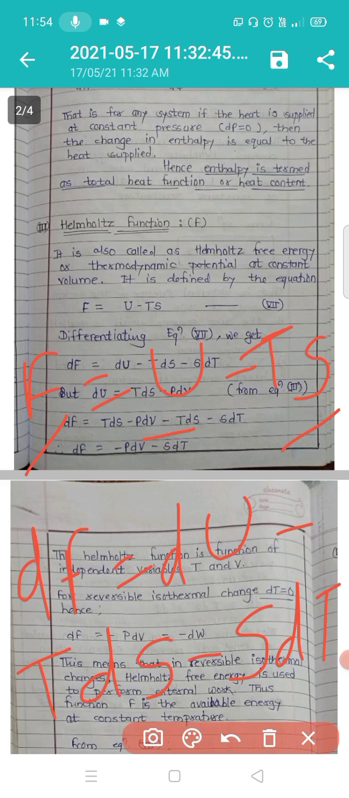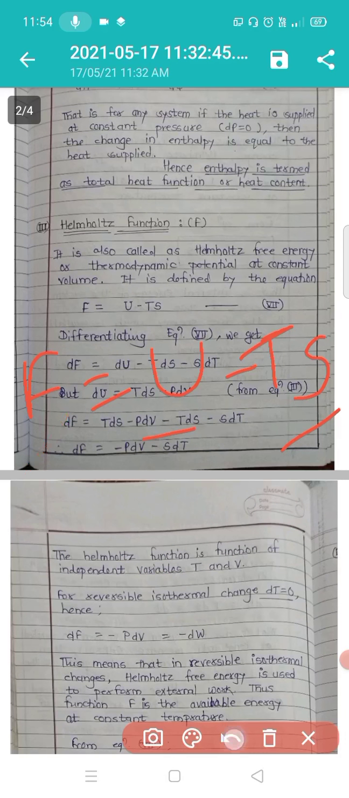Then put the value of dU in the equation. We get dF = T dS - P dV - T dS - S dT. Then make cancellations and get the final equation dF = -P dV - S dT. The Helmholtz function is a function of the independent variables T and V.